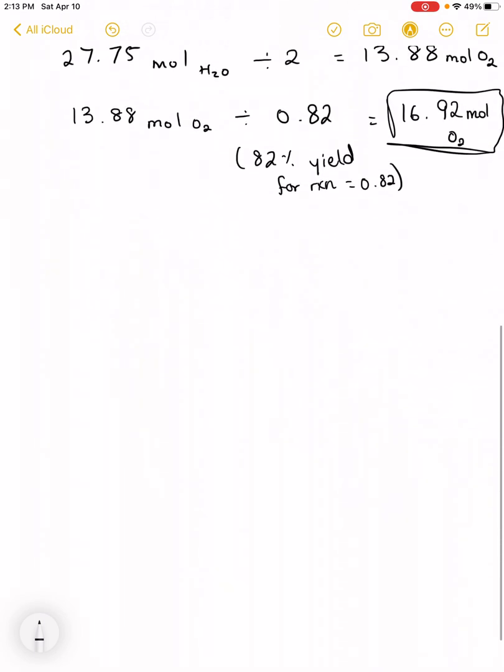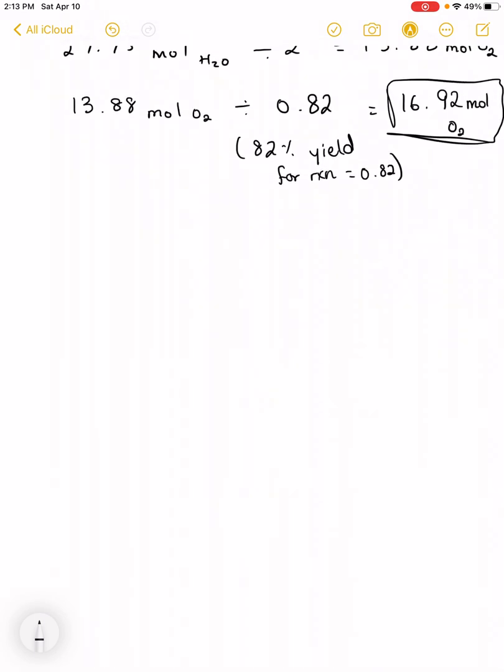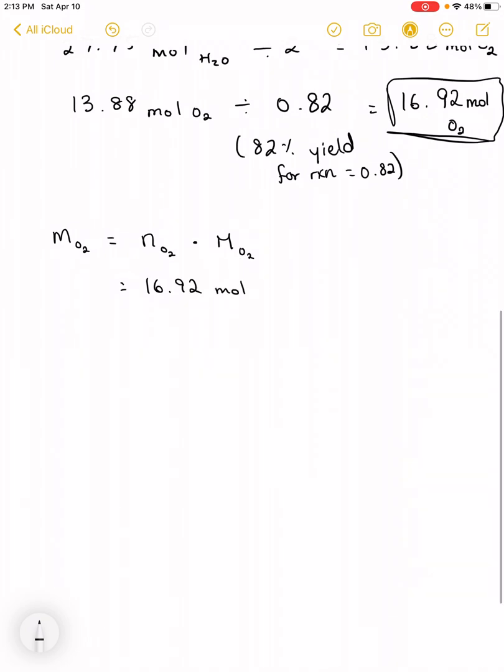And now our final step is going to be to convert the moles of oxygen into the mass in grams. So the mass in grams for O2 is going to be the number of moles of O2 times the molar mass of O2. So that's 16.92 moles times 32 grams per mole. And that will give us 541.5 grams of O2 that's needed.